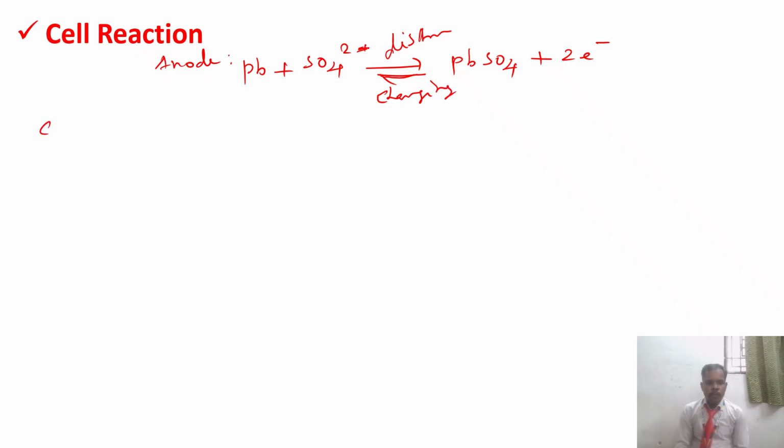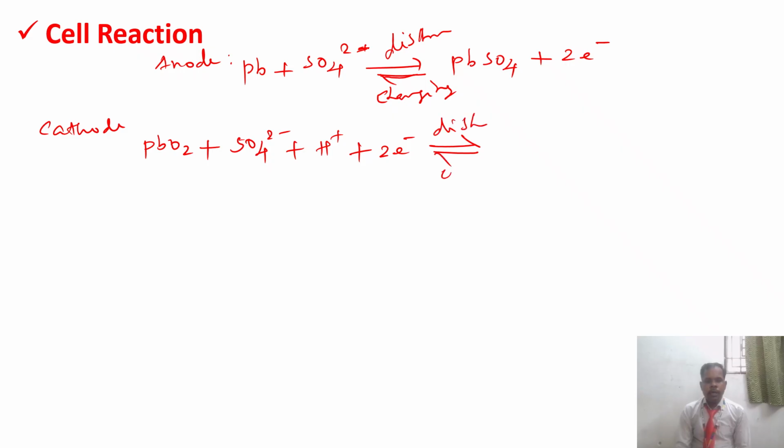Is it clear? Next one, the cathode. At the anode, oxidation takes place, so loss of electrons takes place. Now, what is the role of the cathode? At the cathode, reduction takes place, meaning it gains electrons from the anodic part. The cathodic material is lead dioxide. It takes ions from the sulfuric acid electrolyte, like SO4 2 minus plus H plus, plus the 2 electrons lost from the anodic part.